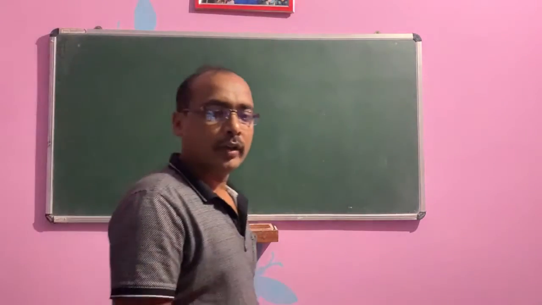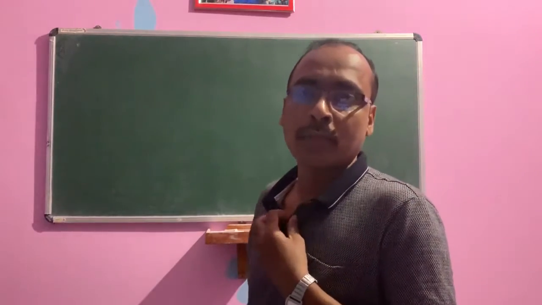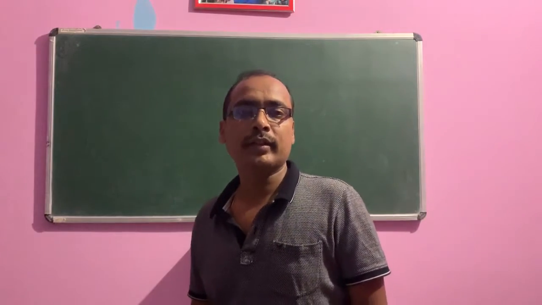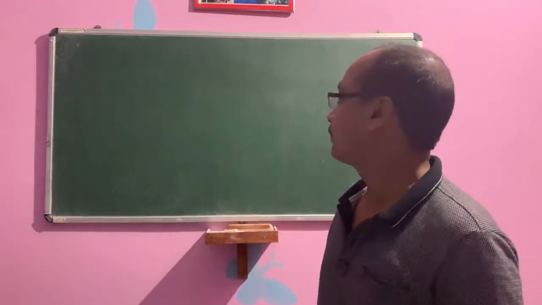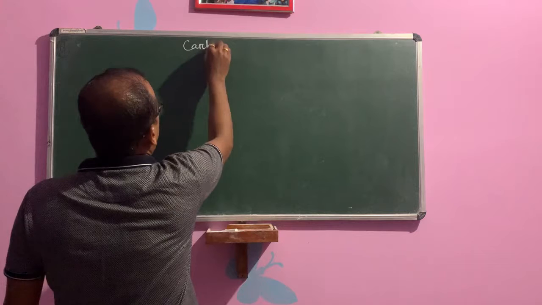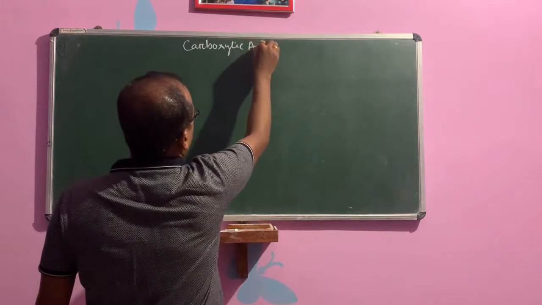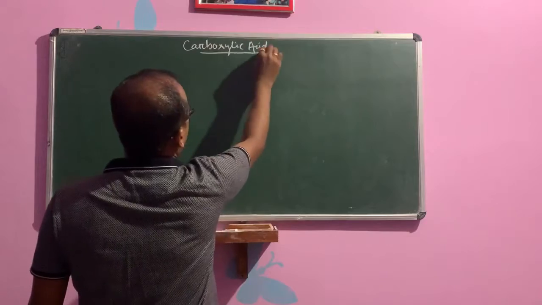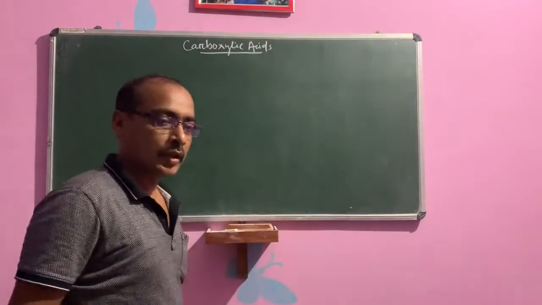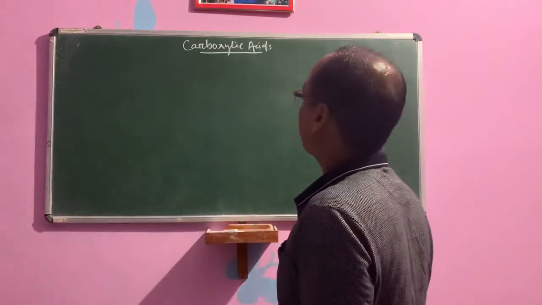Good morning, children. Today we will discuss the last unit of aldehydes, ketones and carboxylic acids, that is carboxylic acid. So this is the compound in organic chemistry, only the acid, that is carboxylic acid.